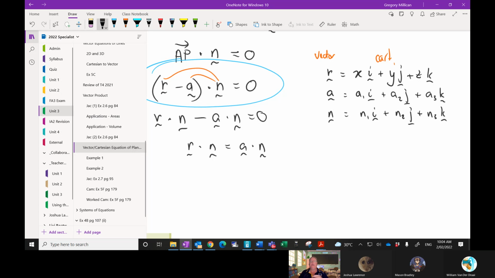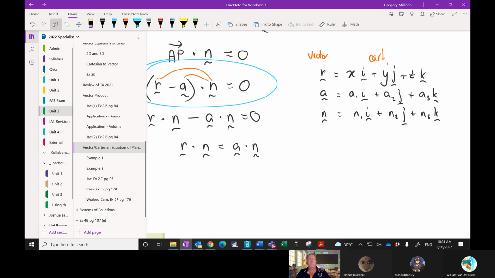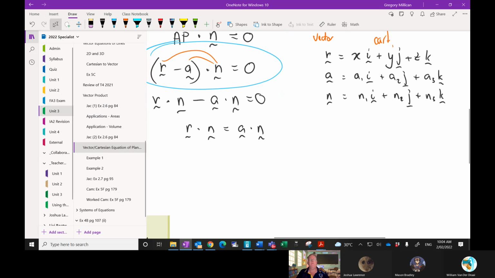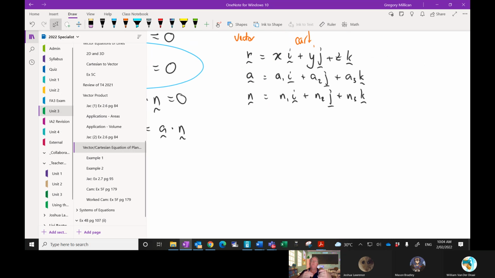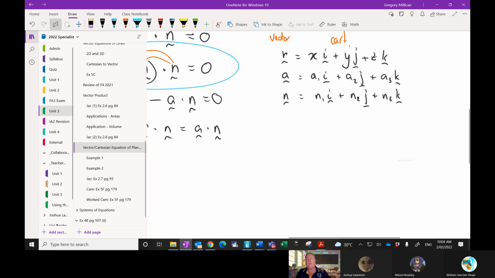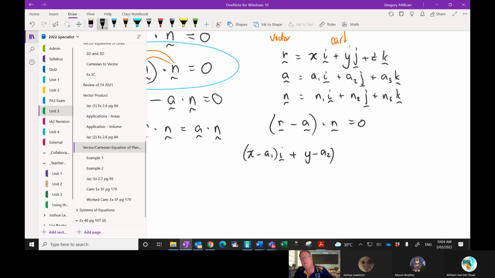Now we're going to apply the blue circled equation with our Cartesian information. It's going to get quite long, but it drops out nicely, and you'll see what I mean in a second. So r minus a dot n equals 0. Let's do the r minus a first. r minus a is going to be x minus a1 i plus y minus a2 j plus z minus a3 k.